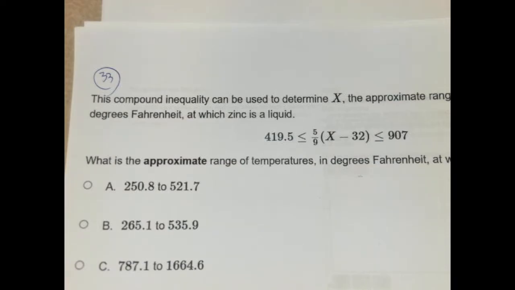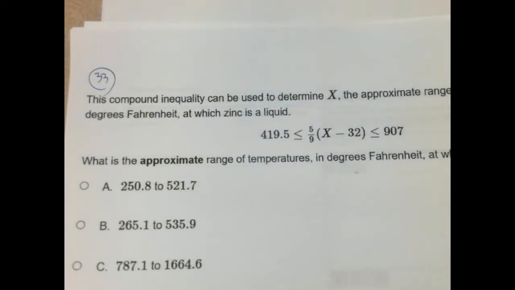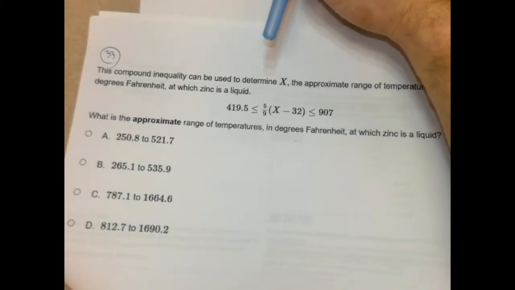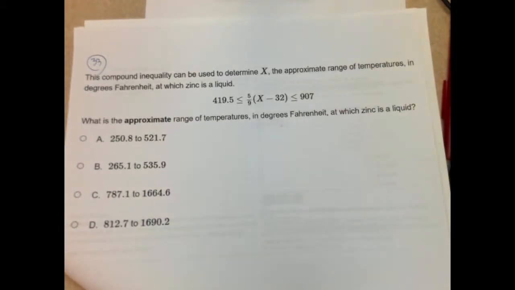So you can see we've had a few dimensional analysis problems, where you have to plug some stuff into the formula. Oh, look at this one. I forgot about this one. This is a bit of a doozy. The compound inequality can be used to determine x, the approximate range in temperatures in degrees Fahrenheit, at which zinc is a liquid. What is the approximate range of temperatures in degrees Fahrenheit at which zinc is a liquid?